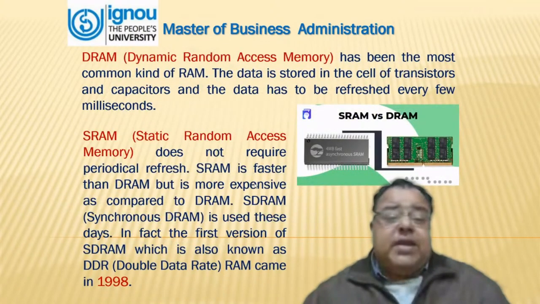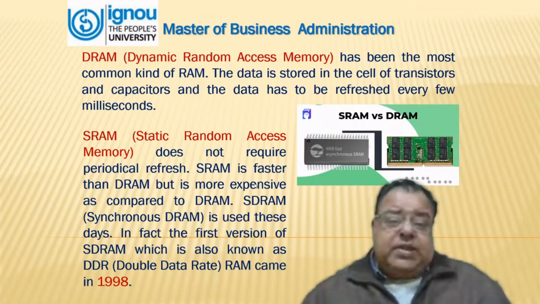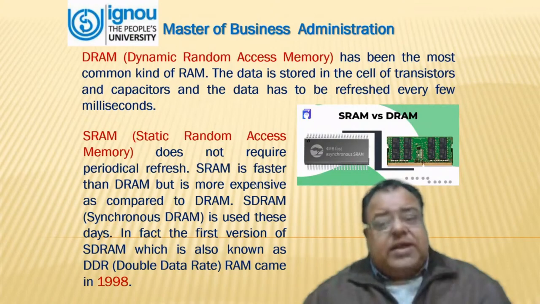DRAM, that is dynamic random access memory, has been the most common kind of RAM. The data is stored in cells of transistors and capacitors, and the data has to be refreshed every few milliseconds.